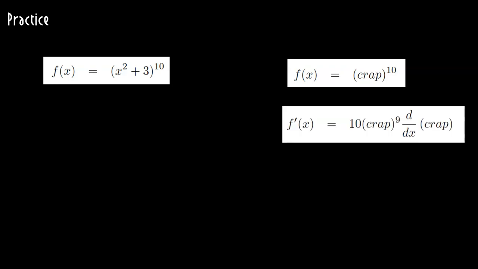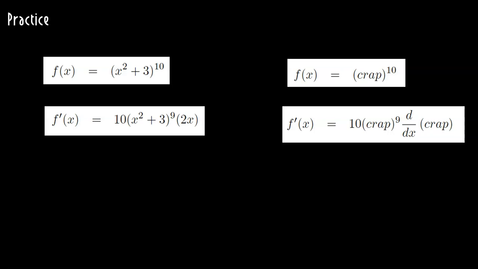So I have x squared plus 3 to the 10th. You want to think of this as crap to the 10th, right? And you're going to do the power rule, pull the 10 out front, so then you've got 10 crap to the 9th, and then you've got d crap on the end. So for this one, I have 10 times x squared plus 3 to the 9th, and then I pull out the derivative of the inside and put it on the outside.